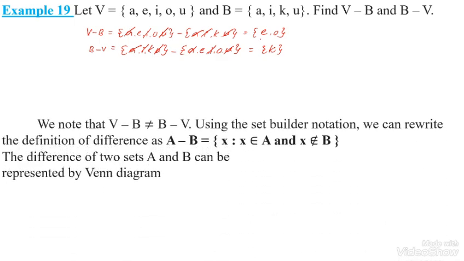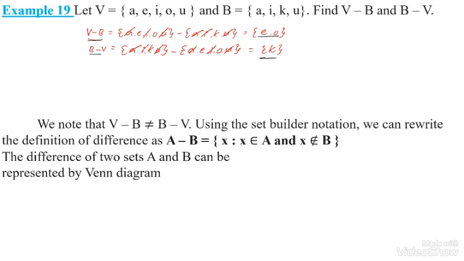We note that V minus B is not equal to B minus V. When checking V minus B and B minus V, V minus B has the result E, O and B minus V has the result the element K only. Both are not equal because both the results are different.